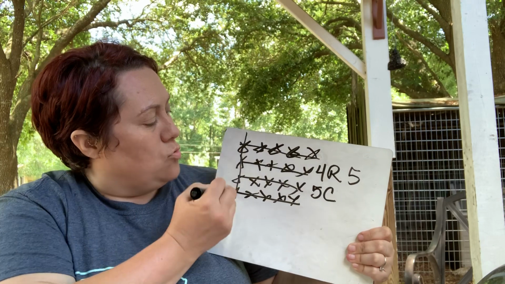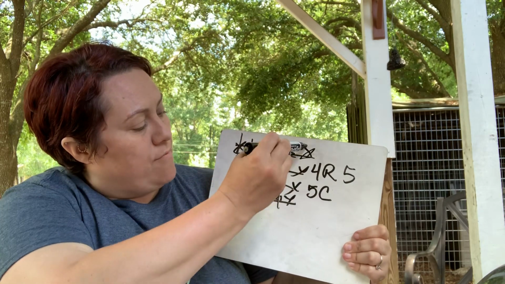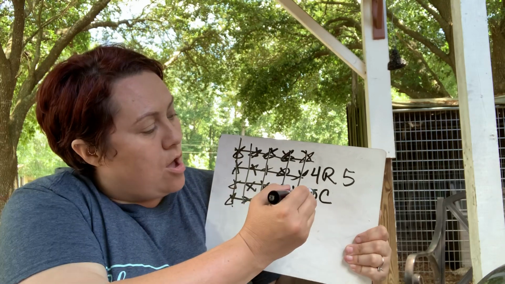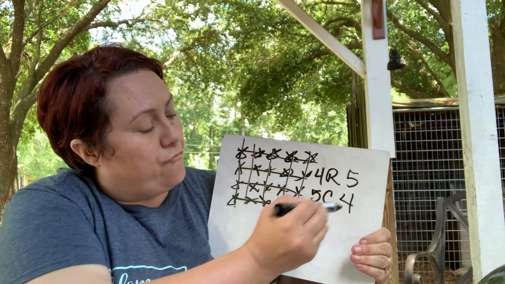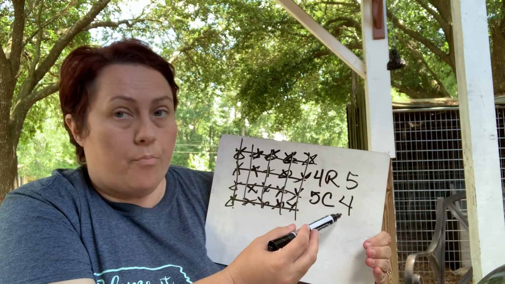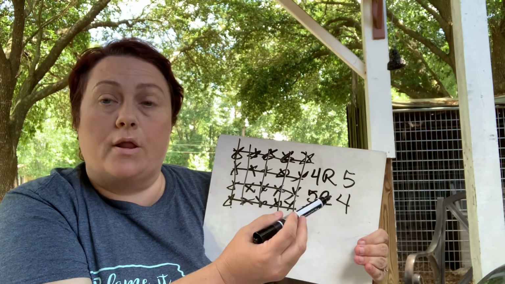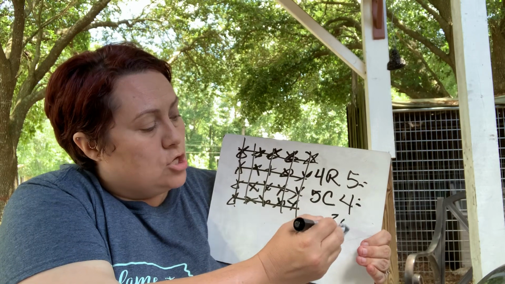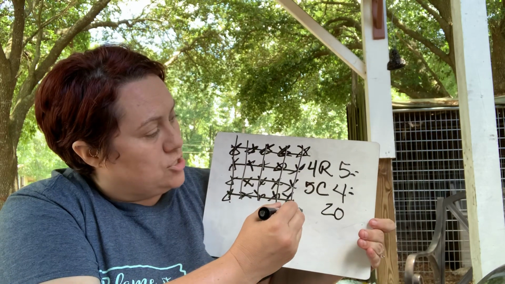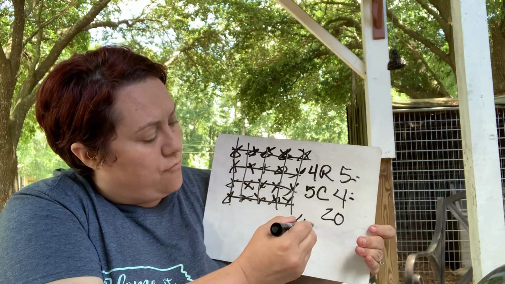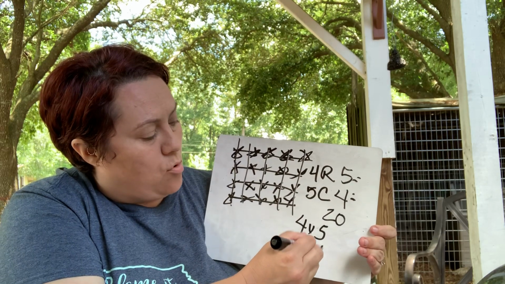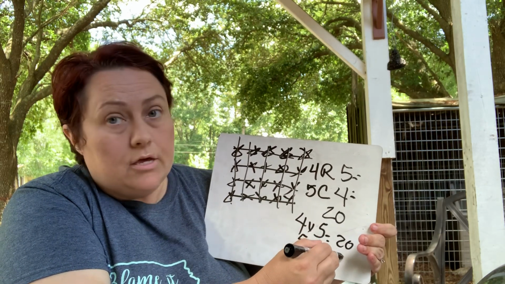5 columns, 1, 2, 3, 4, and 5. And how many is in each? 1, 2, 3, 4. 5 columns of 4. So you would have 4 plus 4 plus 4 plus 4 plus 4. And all of these equal us a total of 20. Our multiplication sentence, 4 rows of 5, 4 times 5. 5 columns of 4, 5 times 4 equals 20 on all of it.